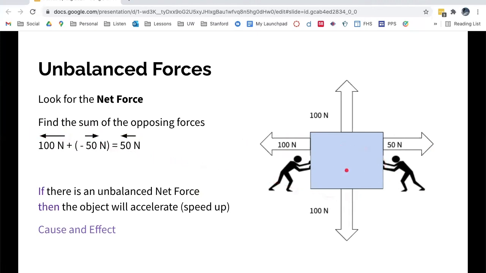And what would happen to this object if one person is pushing on it only a little bit and the other person is pushing on it twice as powerfully? Well, the object will accelerate. It will speed up. It'll start moving in that direction. If there is ever an unbalanced net force, then the objects will accelerate. That is a cause and effect relationship. Unbalanced forces cause objects to accelerate.